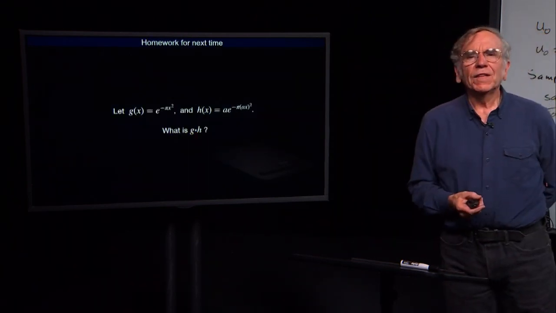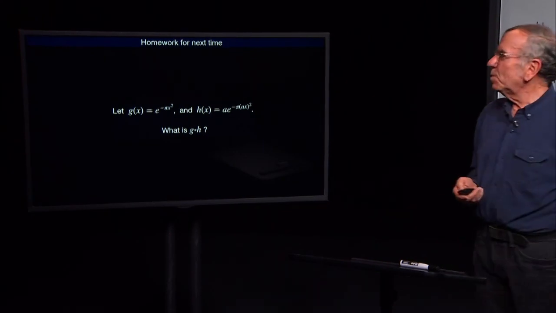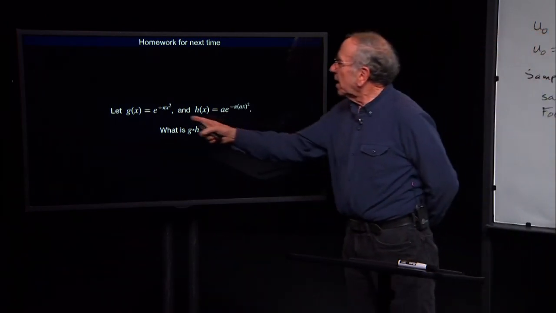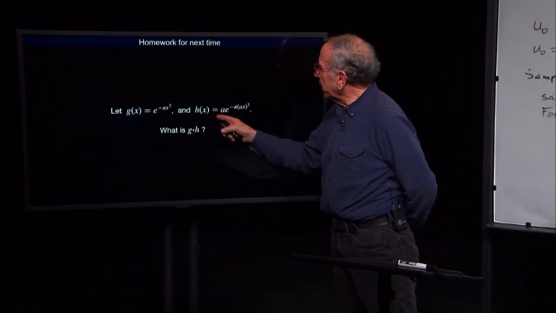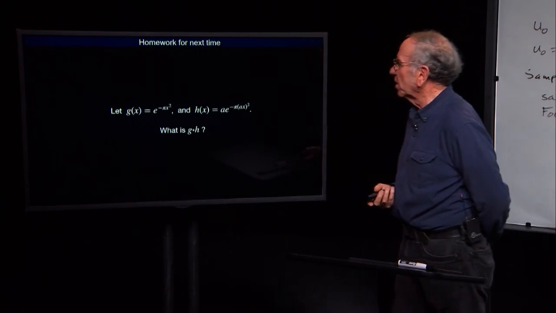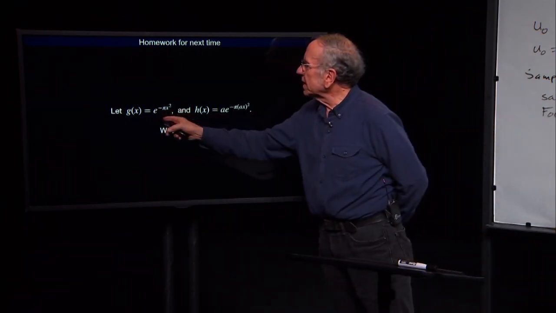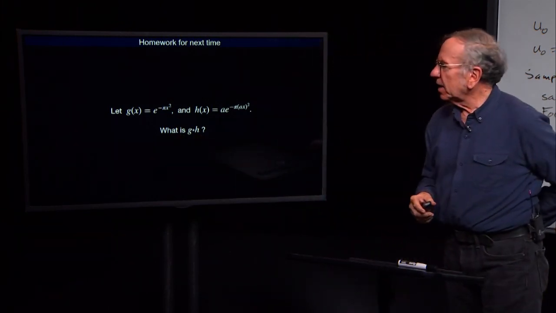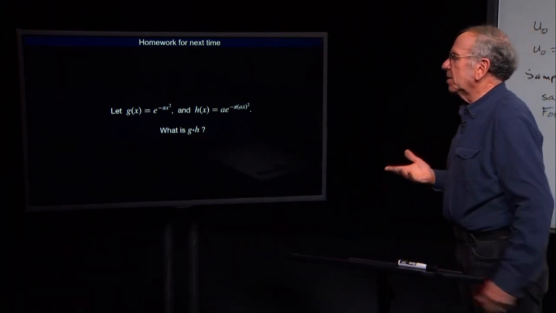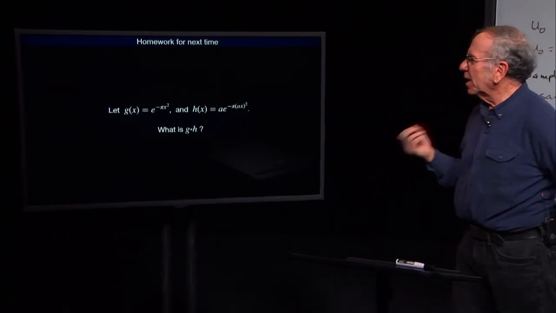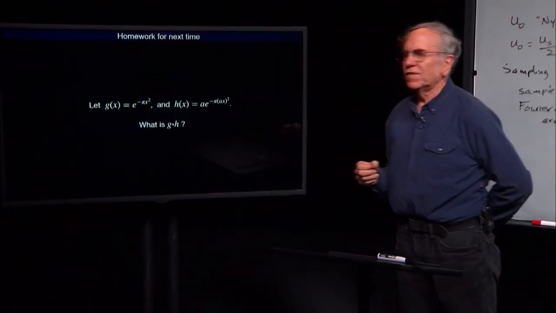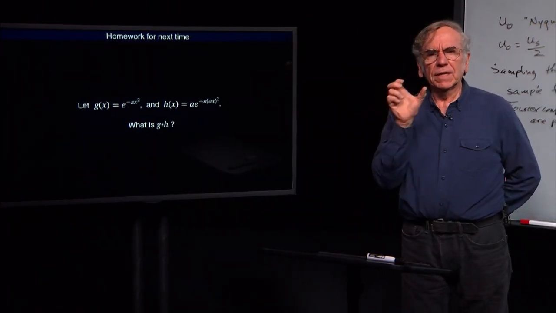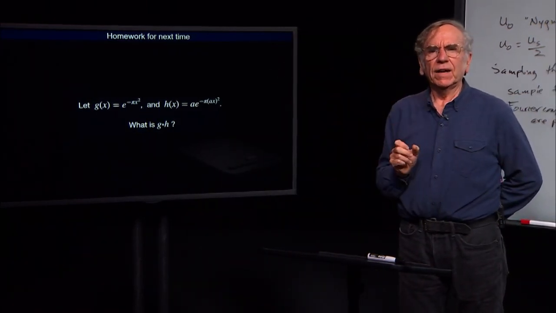Finally, I didn't want to leave you without another bit of homework, so here's homework for next time. Let's suppose that we have a filter, and the filter has this filtering kernel, and the input to the filter is a Gaussian function. And the question is, well, what is the output of the filter? I'll give you a hint, which is that the output of the filter, the convolution of G and H, is going to be another Gaussian. And what's going to be really interesting is, what is going to be the width of that Gaussian?